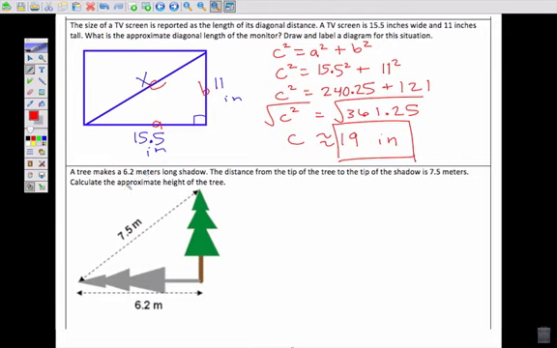All right. A tree makes a 6.2 meters long shadow. The distance from the tip of the tree to the tip of the shadow is 7.5 meters. Calculate the height of the tree. Now, they've already drawn a really nice diagram for us here, and we can see that this is 7.5, this is 6.2, and then this is what I'm trying to find, this height of the tree. Okay? Now, we have a right triangle because we're going to assume that the tree is growing straight up from the ground.